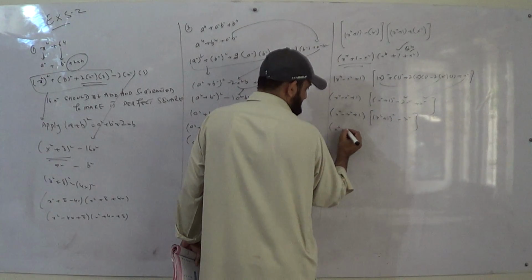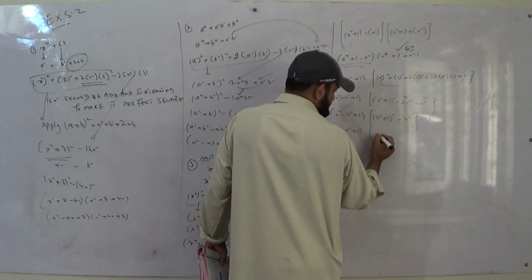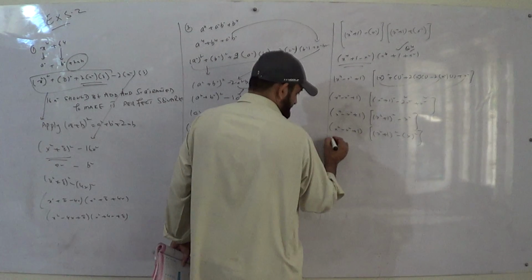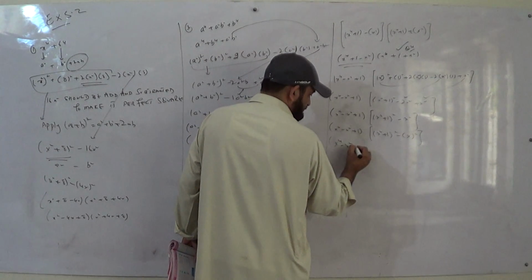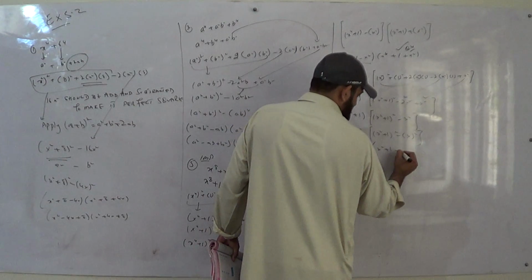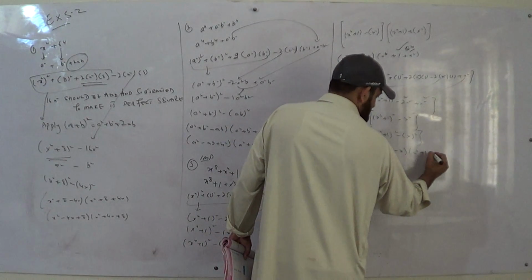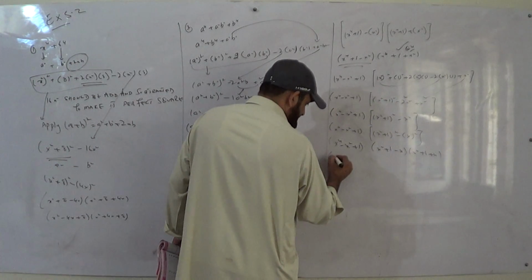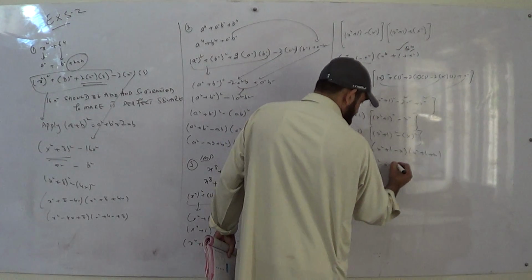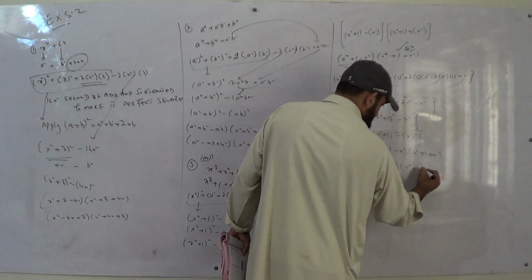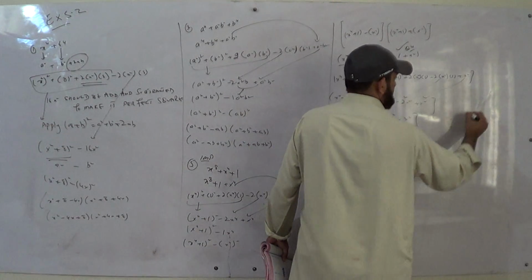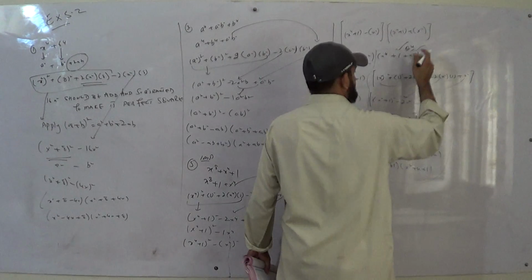Now again we make them a square minus b square. It's a square minus b square. We get it as (a - b)(a + b). Arrange the order, the second bracket and the third bracket. We get this one, which is your question number 4.